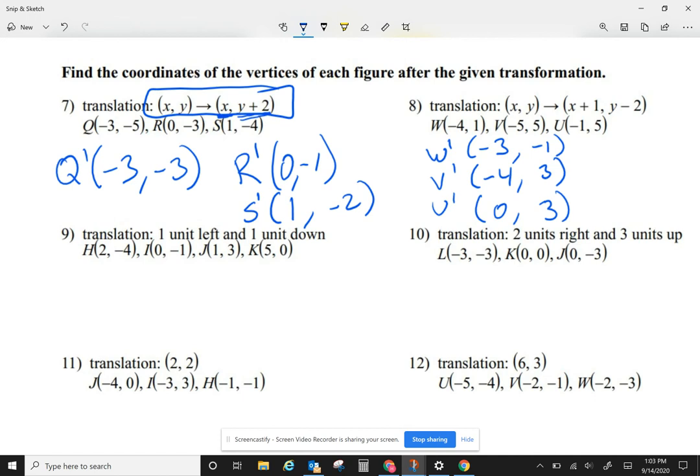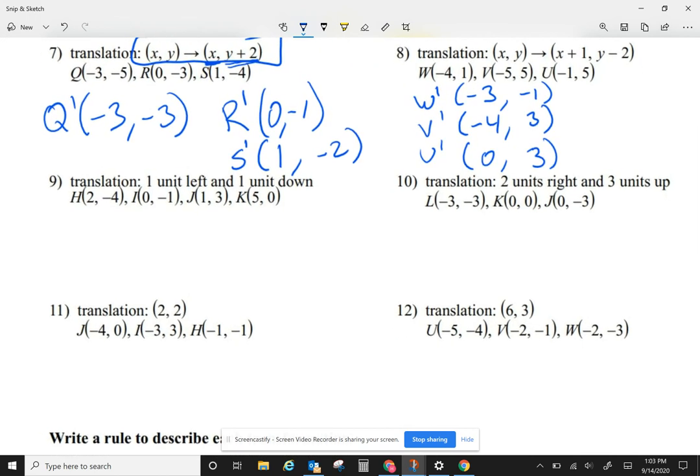If I'm looking at questions number 9 and 10, translations, 1 unit left and 1 unit down. Okay, so let me write this in notation, kind of like how I have it in questions 7 and 8. 1 unit to the left, I see that as x minus 1. And the reason why I'm writing it like this is because x minus 1 means on the x value, you just subtract 1. 1 unit down, so for the y, I'm going to go y minus 1. I remember y minus 1, so just subtract 1 on the y.